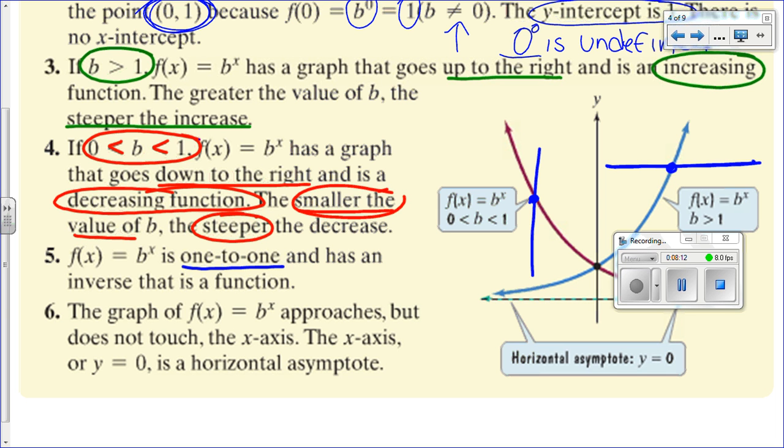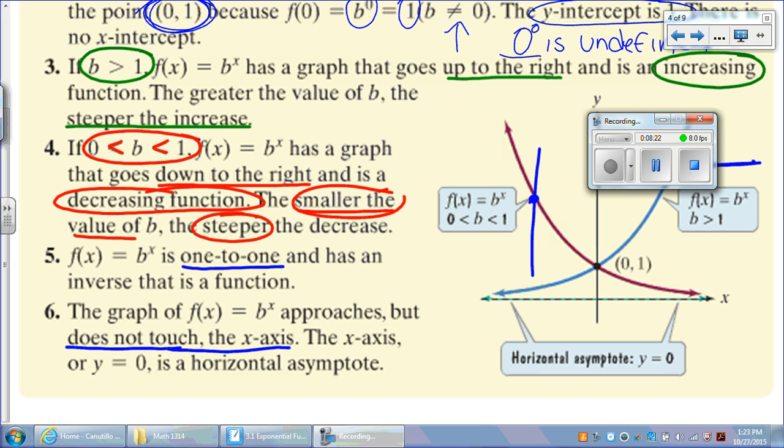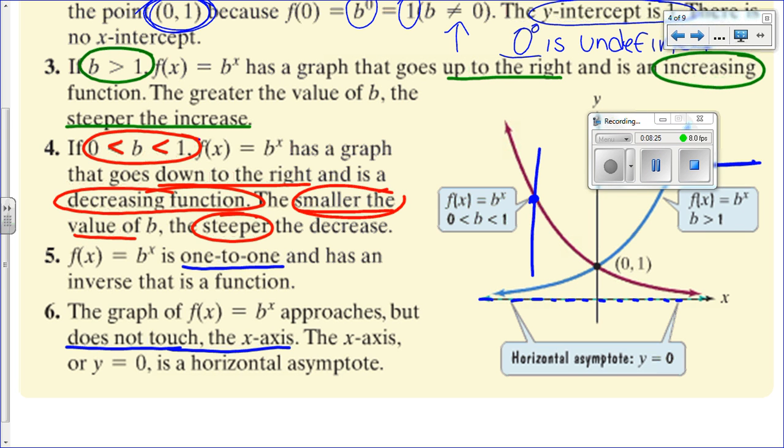Also, we have here that the graph does not touch the x-axis. Instead, we do have something called the horizontal asymptote, which is on the x-axis, or we may use the equation y equals 0.